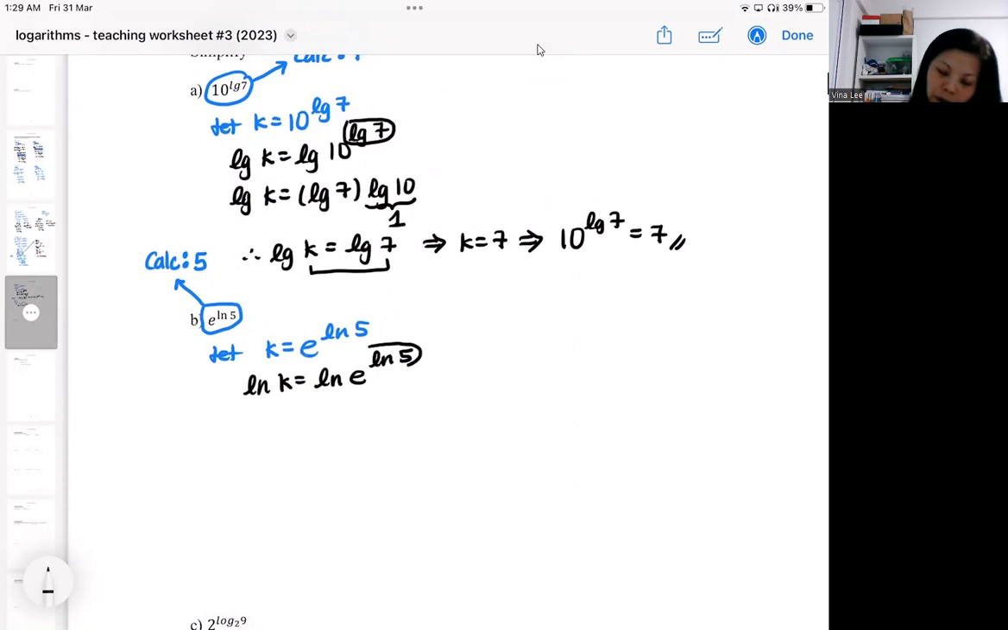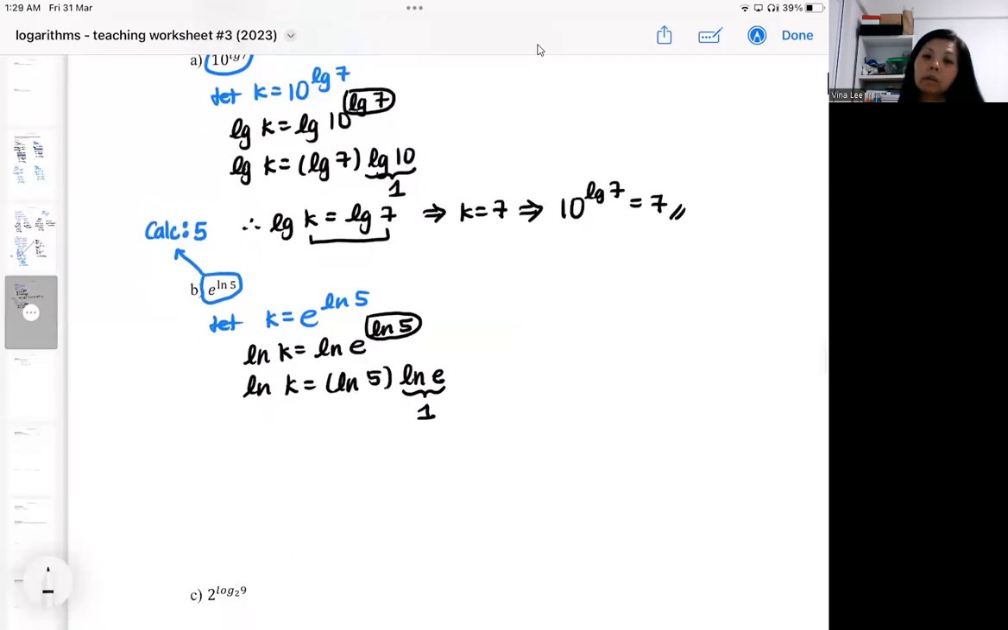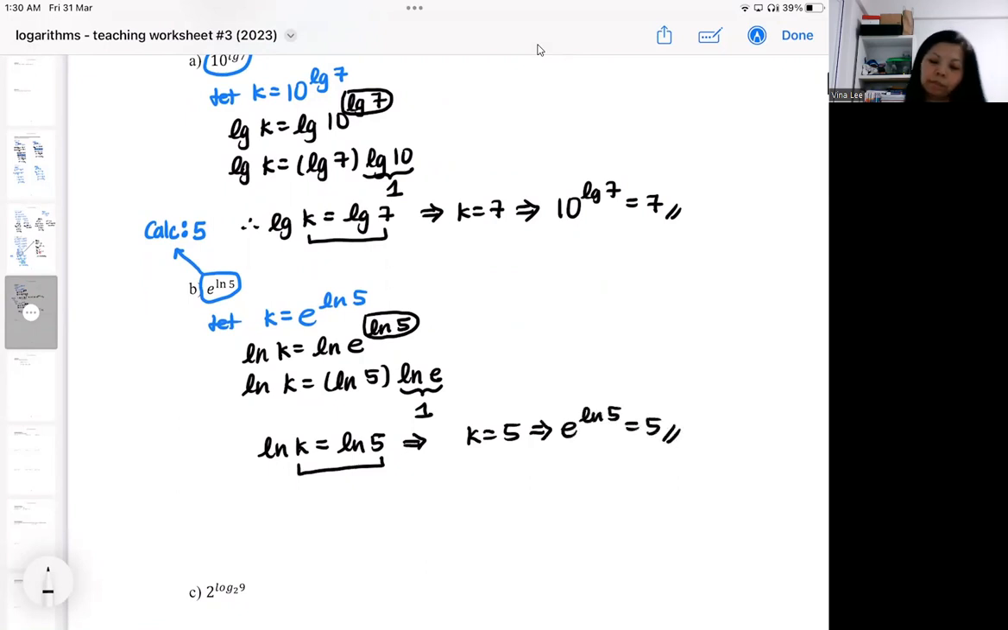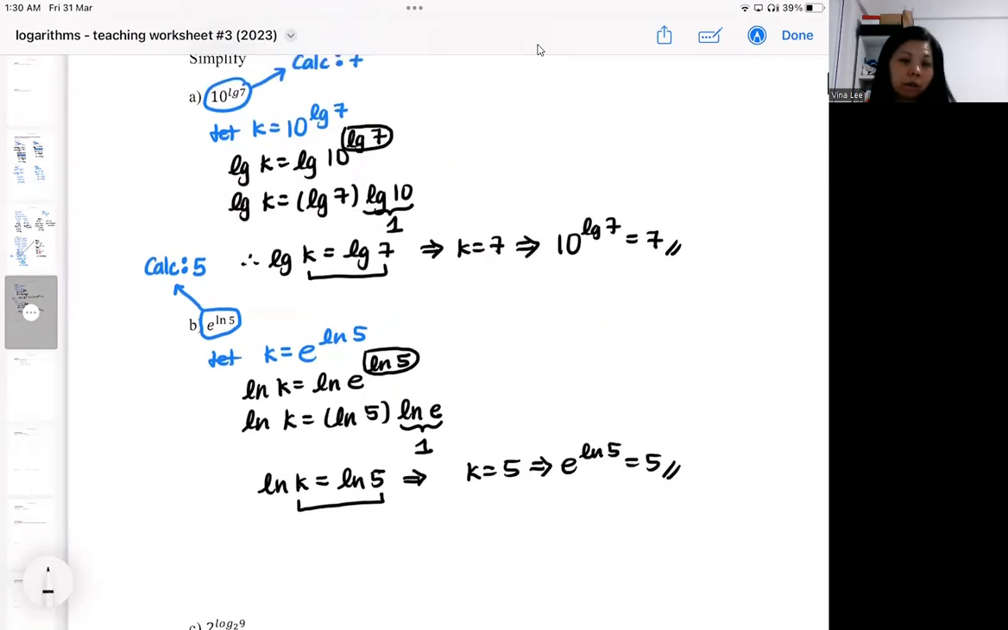And then the whole power can be brought down, and this has a value of 1. So after I successfully bring it down, ln K is equal to ln 5. And you can compare both sides of the log. So you get K equal to 5, and your K, e to the power ln 5, equals 5. So if you need to show, then you do. Otherwise, you can actually directly punch the calculator.